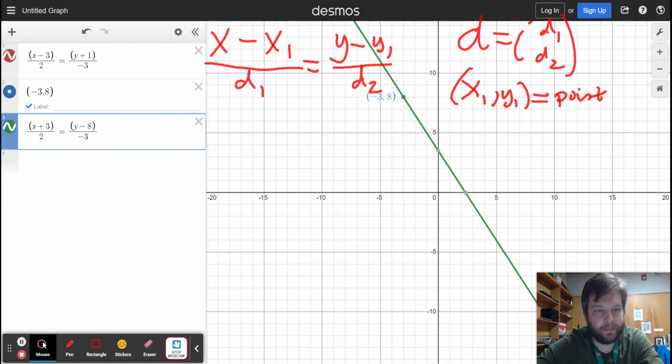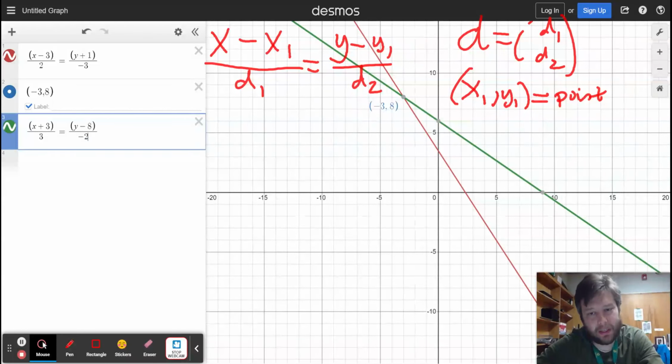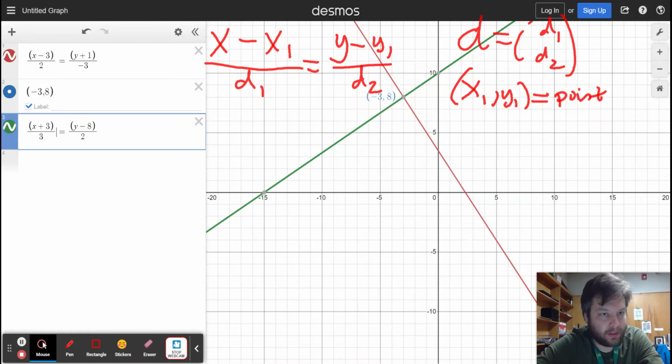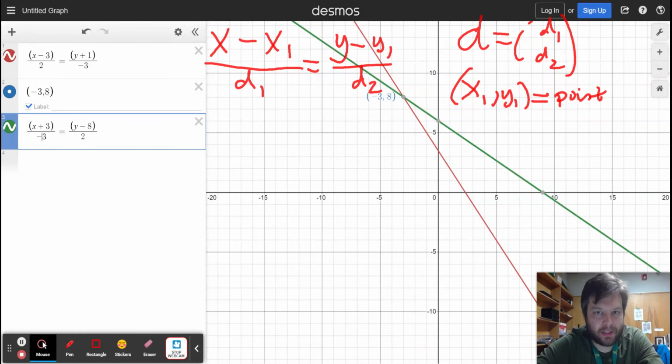Let's show you that. So let's say I make this 3, and I make this negative 2. It's not perpendicular because I didn't change either of the signs. If I change only one of their signs, now it's perpendicular. If I change both of their signs, it's not perpendicular. It's actually the same as I had it just a second ago.